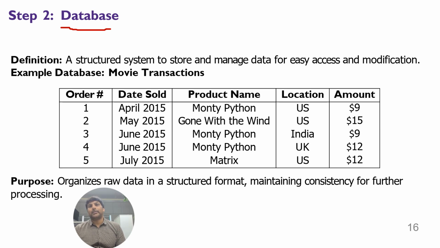A database is managed by a database management system, which is called a DBMS. There are different sorts of DBMS available nowadays, for example SQL Server, Oracle, and MongoDB. These are called DBMS, which are used to manage the data within databases. We can see one example of data stored in a table. We have five columns: the first column is order, then date sold, product name, location, and amount.